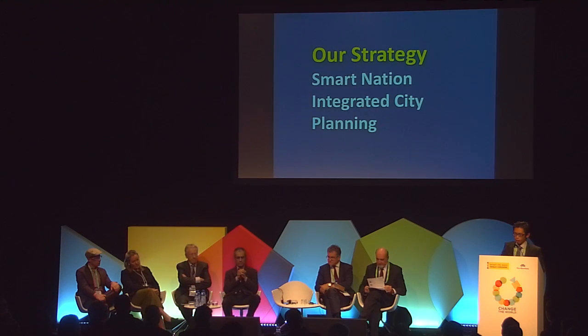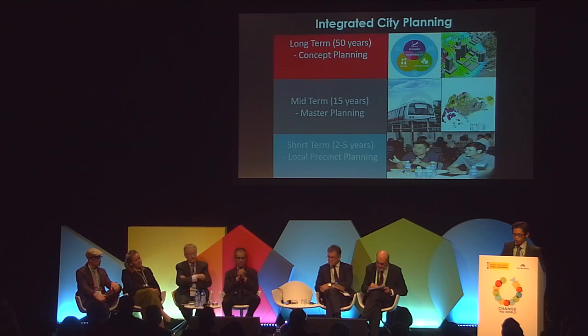For our Smart Nation vision, URA has a Smart Nation integrated city planning strategy as well. For city planning, we look at three key aspects. In terms of long-term planning, where we plan for the next 50 years, we have a process called the concept plan. This planning process maps out the broad land use in terms of key aspects such as economic, environment, and social.